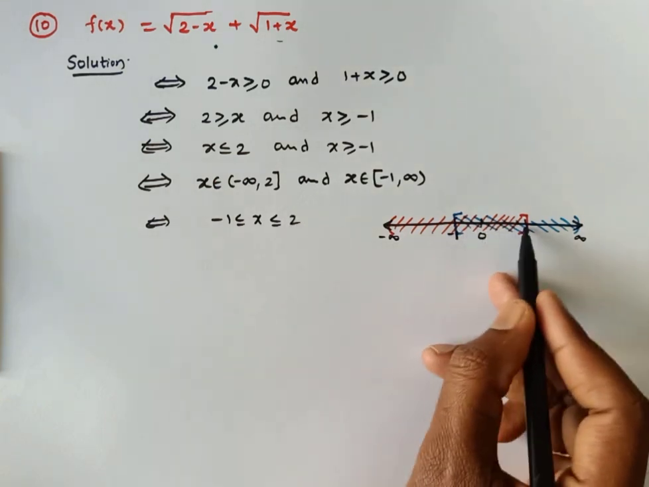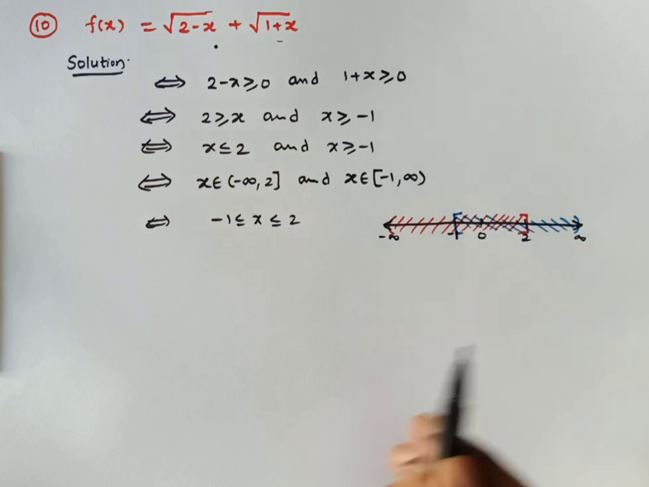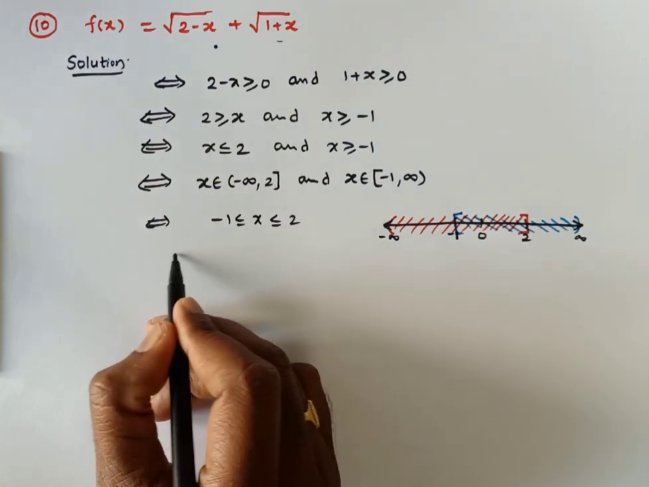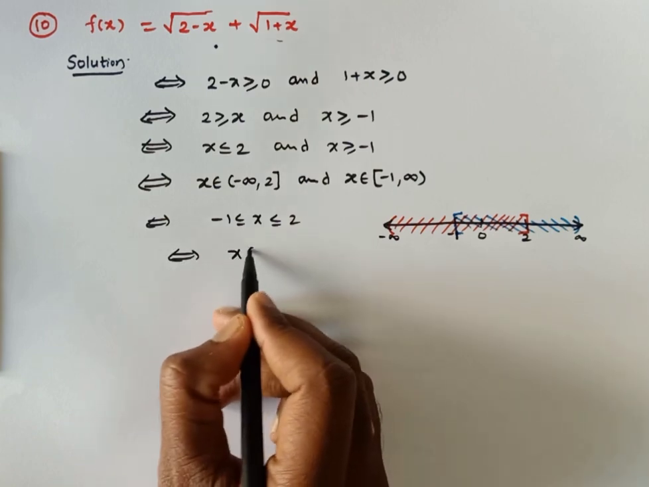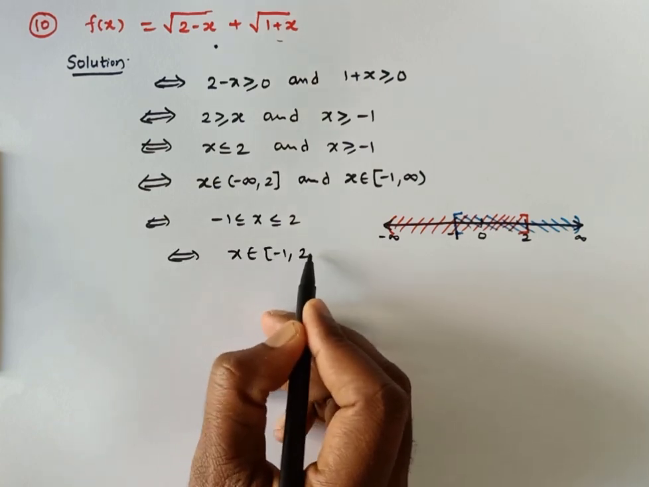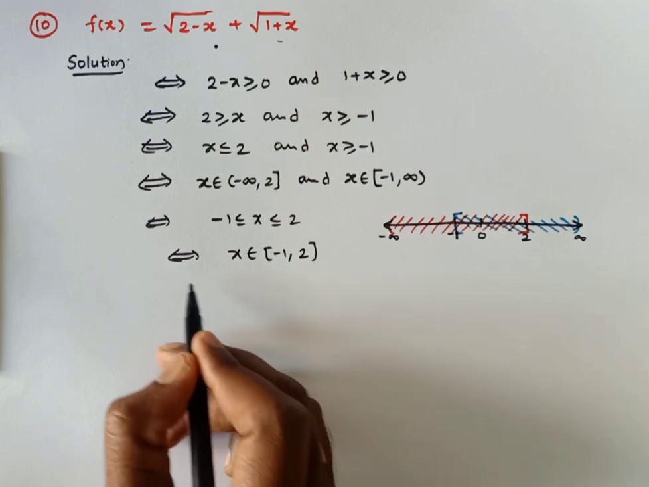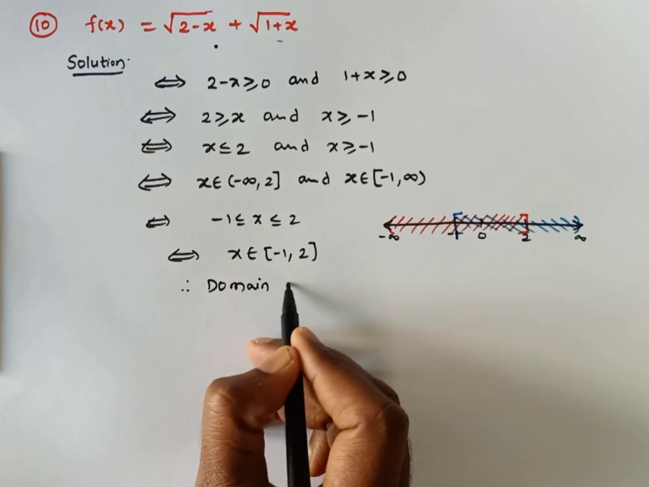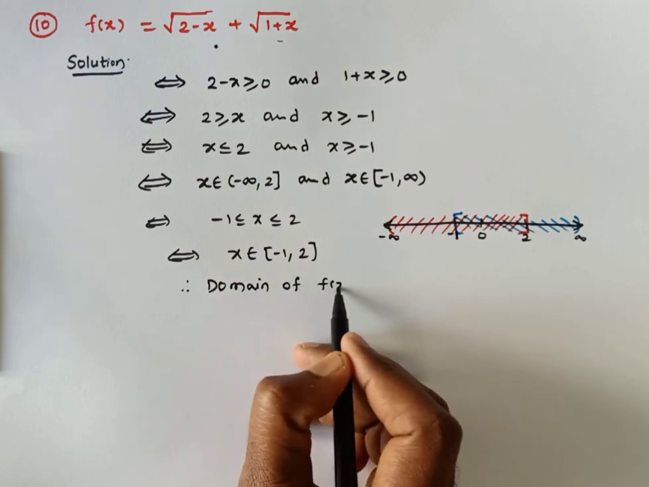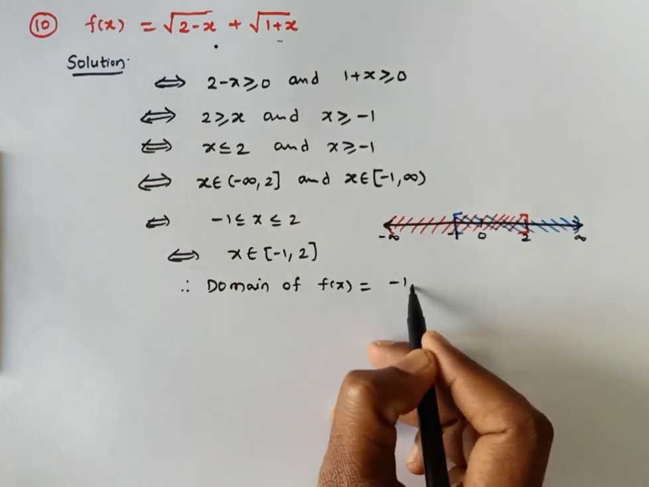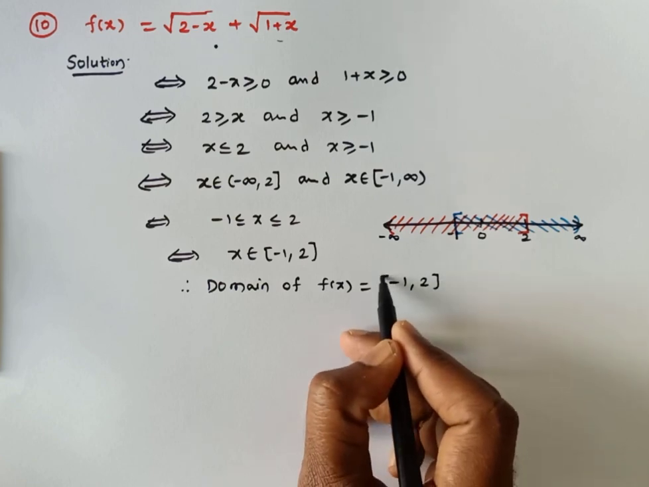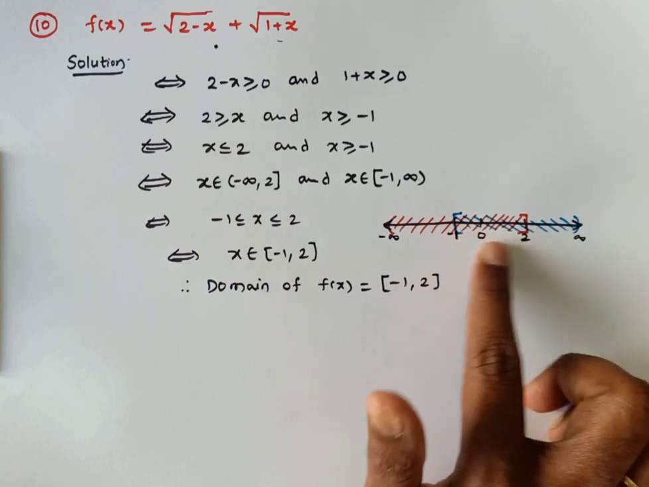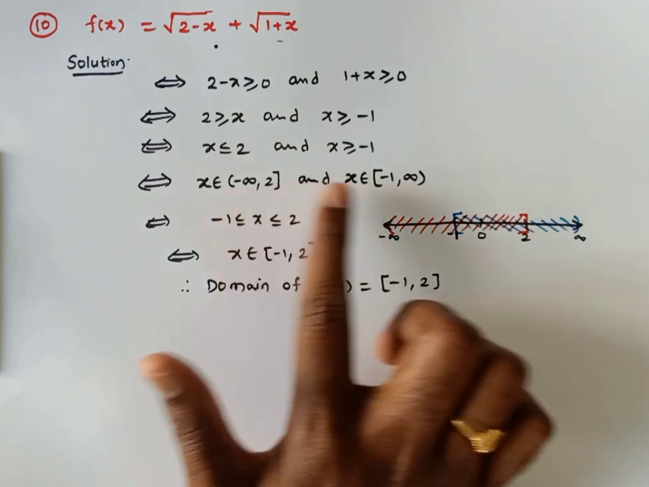And the common values are only these, -1 to start and 2 to end. Now we can express this as x belongs to -1 comma 2. Therefore the domain of this function, domain of f or f of x, is equal to -1 to 2. So this is the domain. Here from this figure just identify the common values of both the intervals.